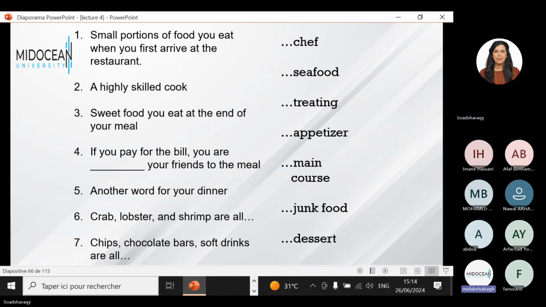Number 6, junk food. I said number 3. Read number 3. Read the sentence. Sweet food you eat at the end of your meal. What do you call this? Junk food. Is it junk food? Sorry, your answer is wrong.